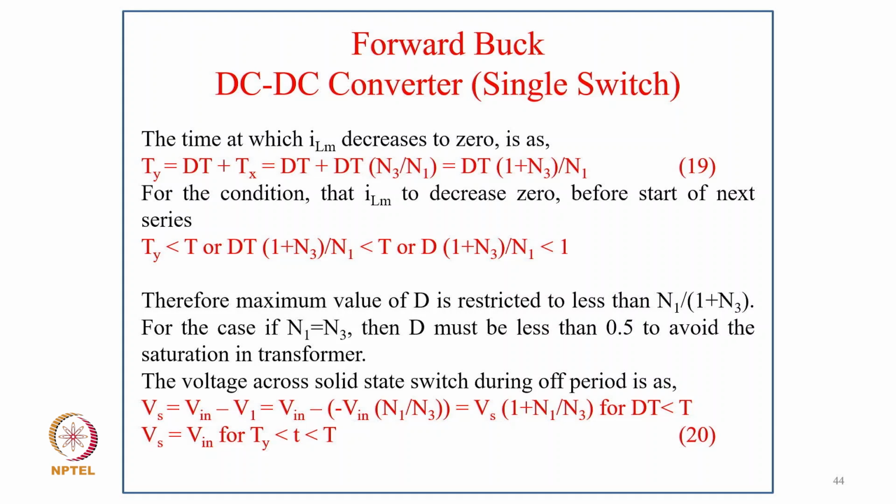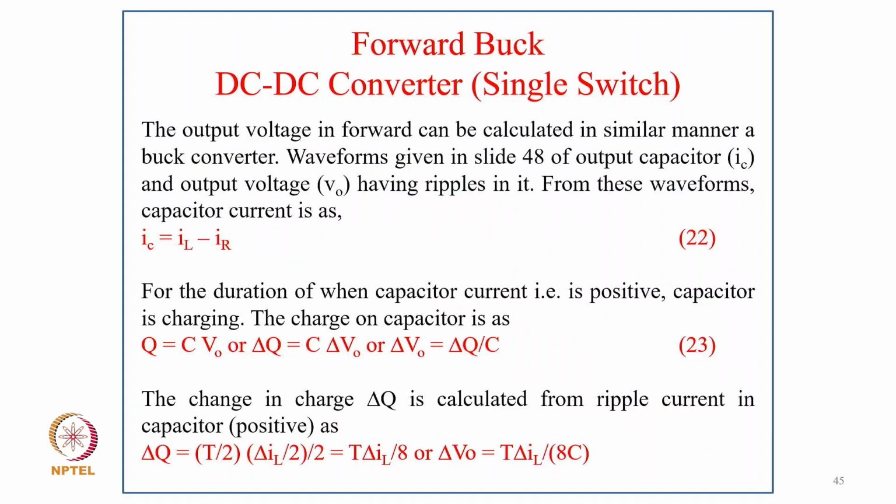For ILM to decrease to 0 before the start of the next period, Ty must be less than T, so dT (1 plus N3 upon N1) less than T, or d (1 plus N3 upon N1) less than 1. Therefore, the maximum value of d is restricted to less than 1 upon (1 plus N3 upon N1). If N1 equals N3, then d must be less than 0.5 to avoid saturation in the transformer. The voltage across the solid state switch during the off period is Vs equal to V in minus V1, that is V in plus V in N1 upon N3, equal to V in (1 plus N1 upon N3) for dT less than t less than Ty, and Vs equal to V in for t between Ty and T.